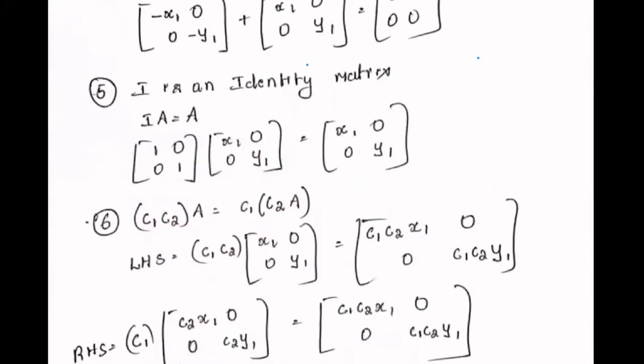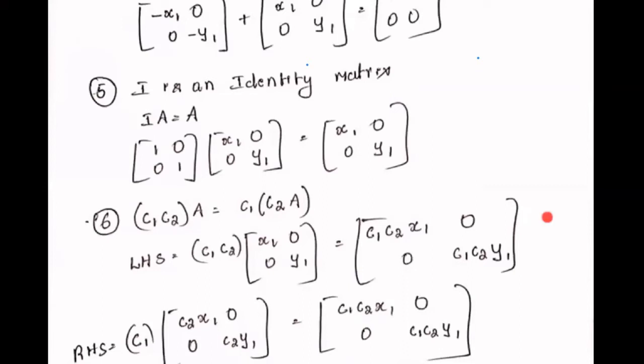Then with respect to the fifth one, the condition is 1a equals a, right? So you have to find the identity value. When you multiply with a, you should get a. So in the matrix, it's the identity matrix 1 0 0 1. You multiply with x1 0 0 y1. Definitely you should get that a, x1 0 0 y1. Okay.